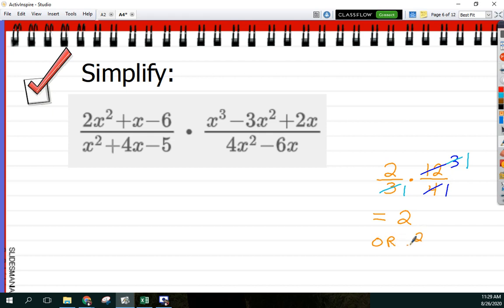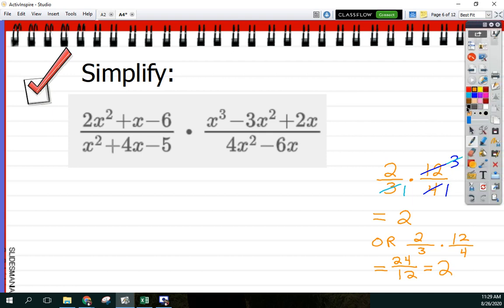So we have 2/3 times 12/4. Multiplying straight across, 2 times 12 gives us 24. 3 times 4 gives us 12. 24 divided by 12 gives us 2. So notice that we get the same thing either way. And in this case, it doesn't really matter because 24 divided by 12 is pretty easy to reduce.